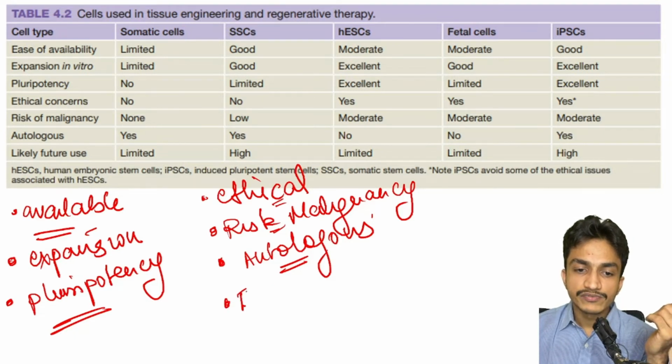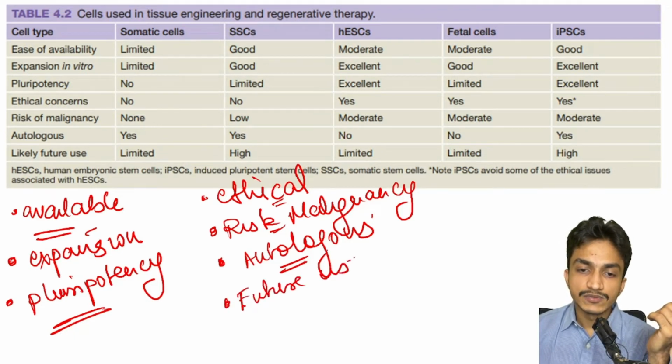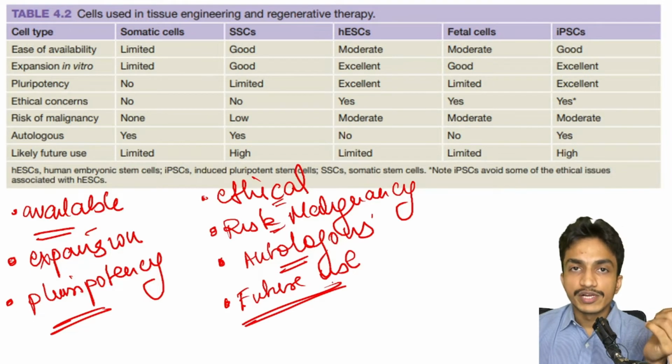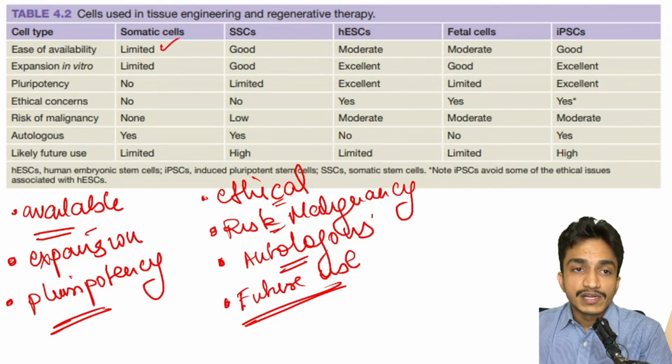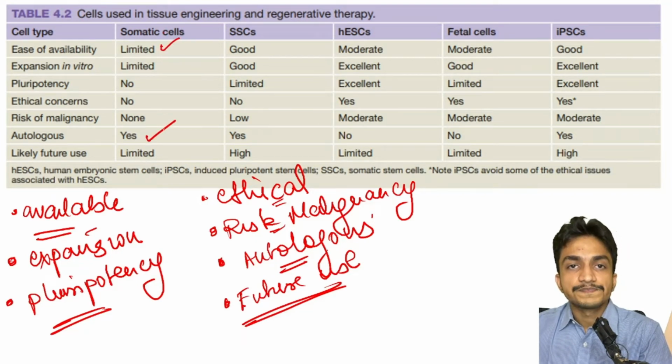And what is the future use of that thing? Is it available for only a short duration, or can it be used in a longer way? So that is what we need to understand and classify each cell. If you see the somatic cells, they are very limited in availability. They are autologous. They have no risk of malignancy. They have no ethical concerns.